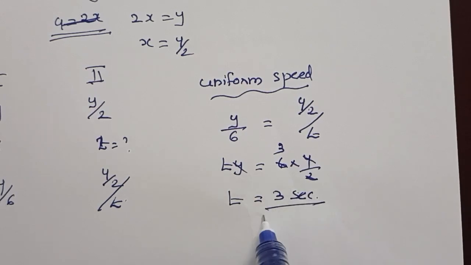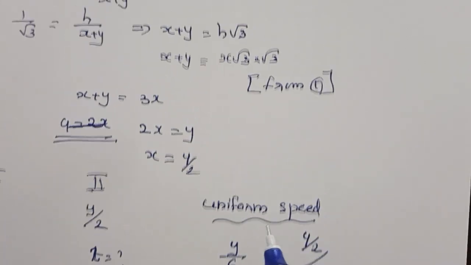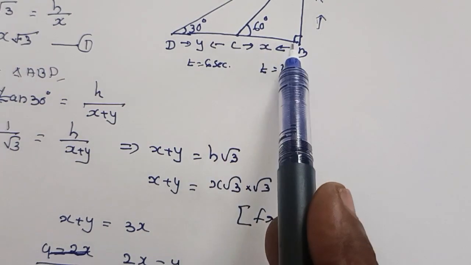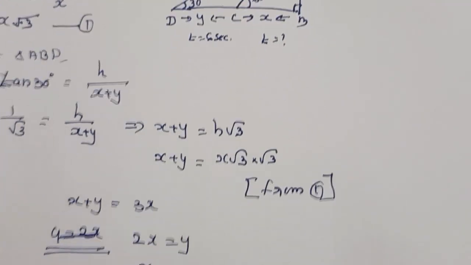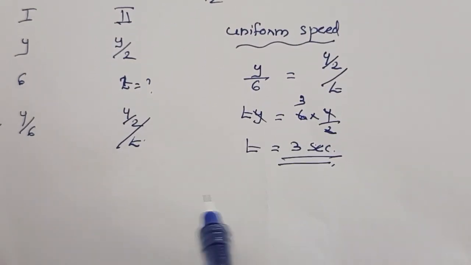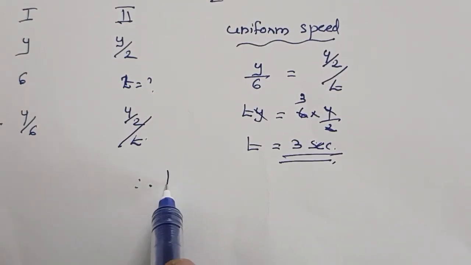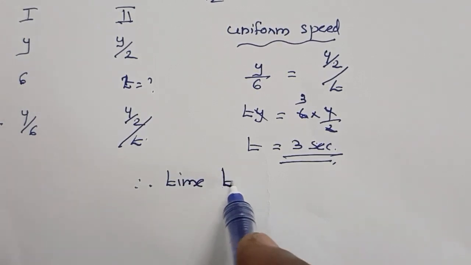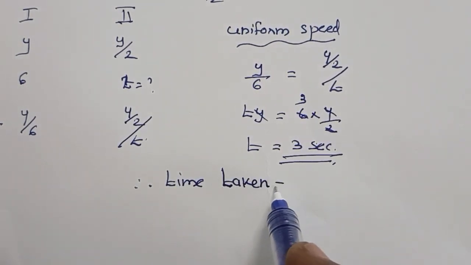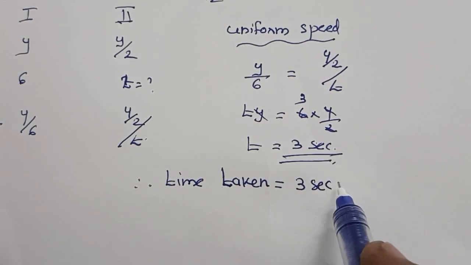So the time taken by the car to travel the second distance, that is from here to the foot of the tower, equals 3 seconds. Okay, that is the final answer.